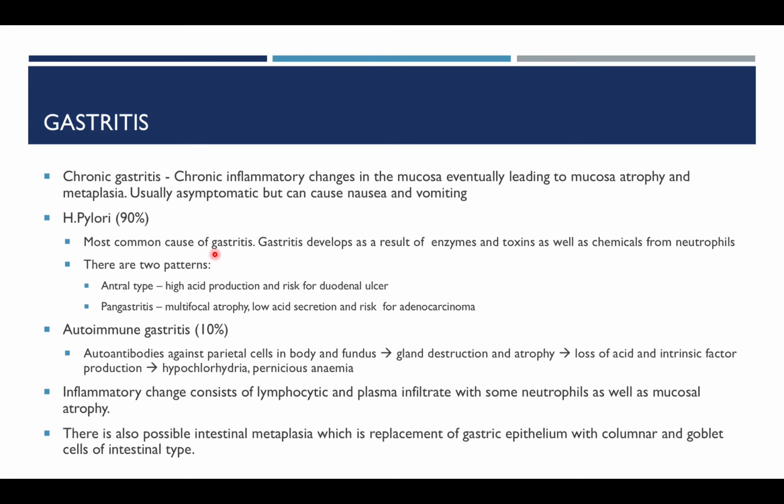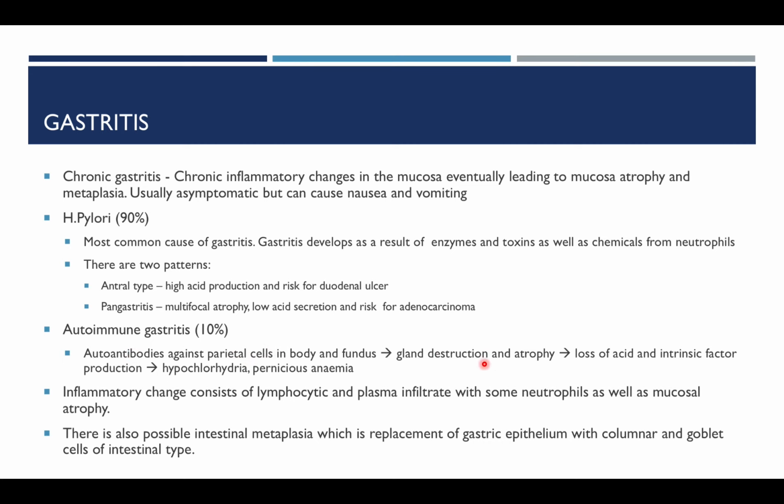And there are two patterns. We have antral type and pangastritis. So in antral type, it is localized in the area of the antrum, and there's high acid production as well as an increased risk of duodenal ulcers. In pangastritis, this occurs all over the stomach, and there is atrophy, low acid secretion, and an increased risk of adenocarcinoma. In autoimmune gastritis, we have autoantibodies that basically attack the parietal cells.